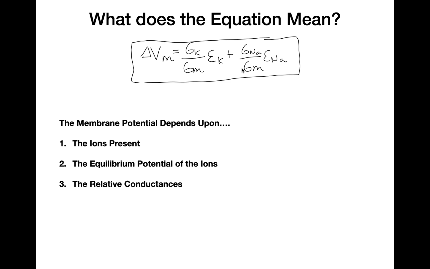And in fact, this is why the resting potential is closer to potassium than sodium. This is because at rest, the cell membrane has many more potassium channels open than sodium channels open, and this means that the relative conductance of potassium will be higher than sodium. So therefore, the resting potential is going to be much closer to the equilibrium potential of potassium than it is to sodium. So that's what the resting potential is.